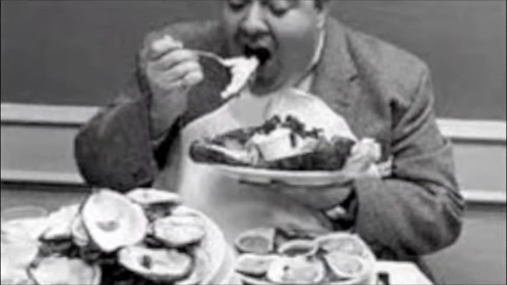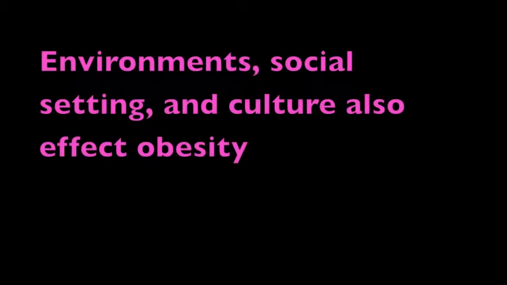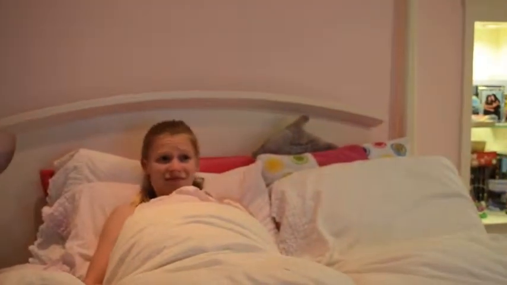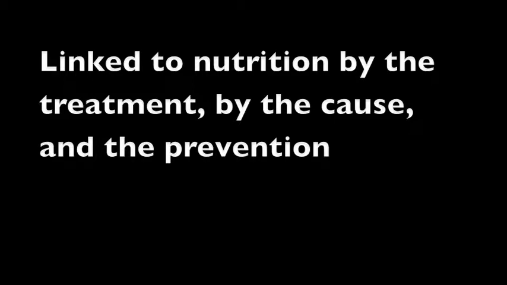Obesity is linked to nutrition by overeating and the type of food that is consumed. It is also caused through one's secondary lifestyle, meaning their environment, their social life, and their culture. Secondary lifestyle also includes exercise and is more common in people who don't work out. It is linked to nutrition by the treatment, which is eating better, by the cause, which is eating poorly, and prevention, which is eating right.